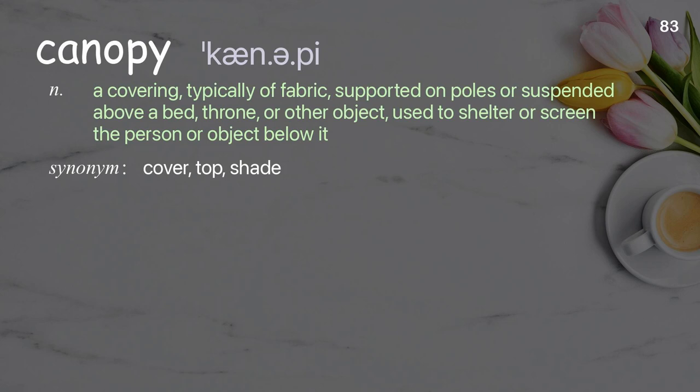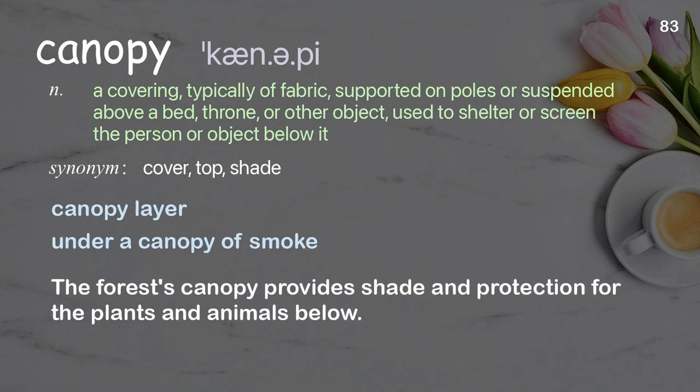Canopy. A covering, typically of fabric, supported on poles or suspended above a bed, throne, or other object, used to shelter or screen the person or object below it. Examples. Canopy layer. Under a canopy of smoke. The forest's canopy provides shade and protection for the plants and animals below.